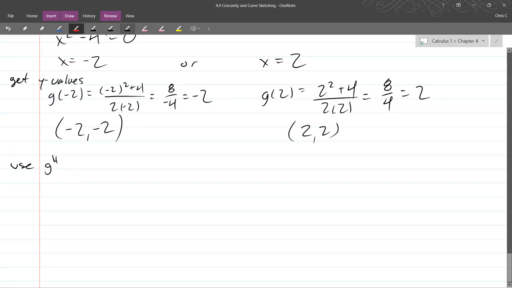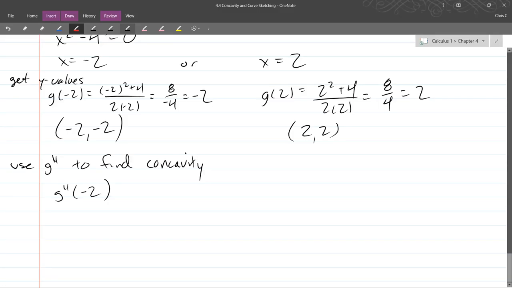So we're going to use g double prime to find concavity. So we found the x values with g prime, found the y values with the regular g, and now we're finding concavity with g double prime. So we're using all three. Use g double prime to find concavity. Make sure you're plugging in your x value. Don't plug in your y value. That won't make any sense. They're not usually going to be the same.